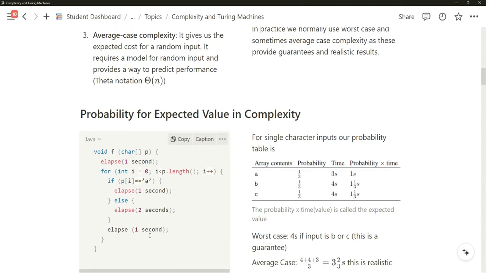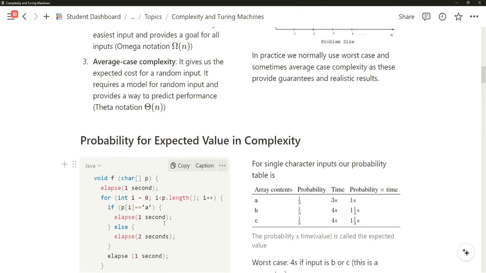Okay. All right. So the worst case, as Shay said, would be 4 seconds, because for a single length one input, the worst case would be that it's not an A, and you would run for 1 second, run here for 2 seconds, and then run for 1 second here. So it would give you a complexity of four. Now, the average case, explain what would have happened if this wasn't indented.